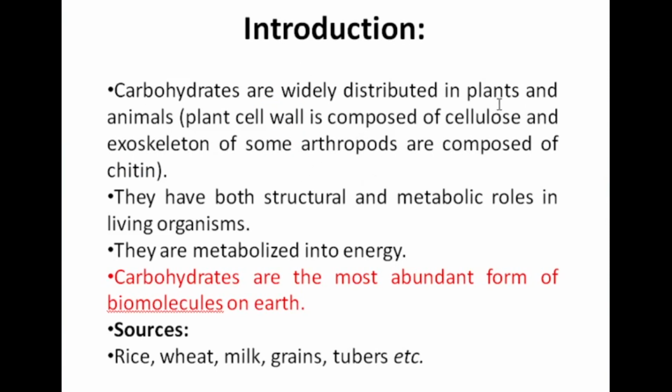Carbohydrates are widely distributed in plants and animals because plant cell wall is composed of cellulose and exoskeleton of some living arthropods are composed of chitin. They have both structural and metabolic roles in living organisms. They are metabolized into energy. Carbohydrates are the most important and abundant form of biomolecules on earth. And rice, wheat, milk, grains, tubers such as potato, sorghum, turnips are the rich sources of carbohydrates.